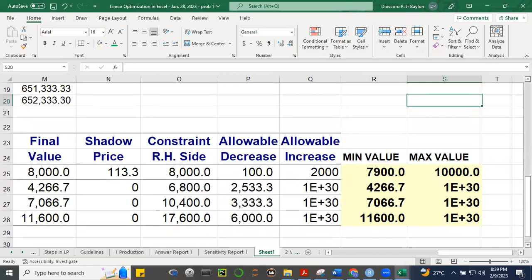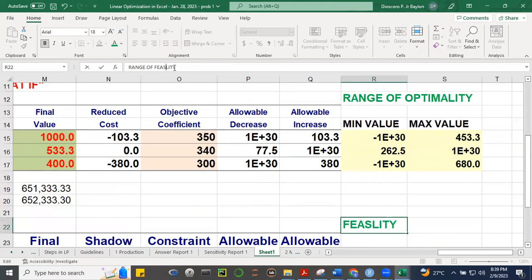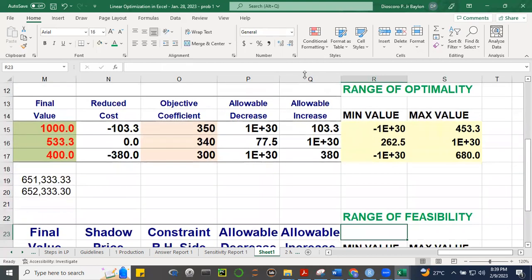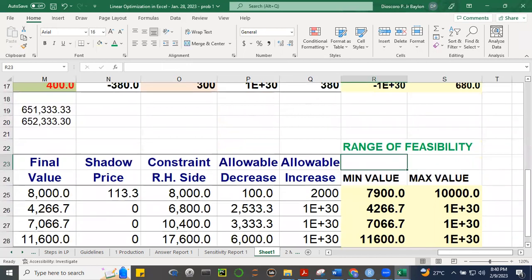Okay, so what do we find here? This, by the way, ito sa taas, is called range of optimality. Ito, Control C, copy natin to. Ito, range of feasibility. We call this range of feasibility. Okay. So what does this tell us?